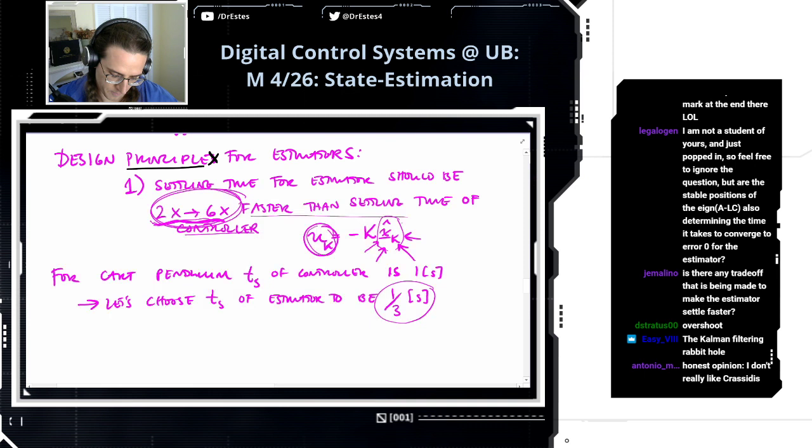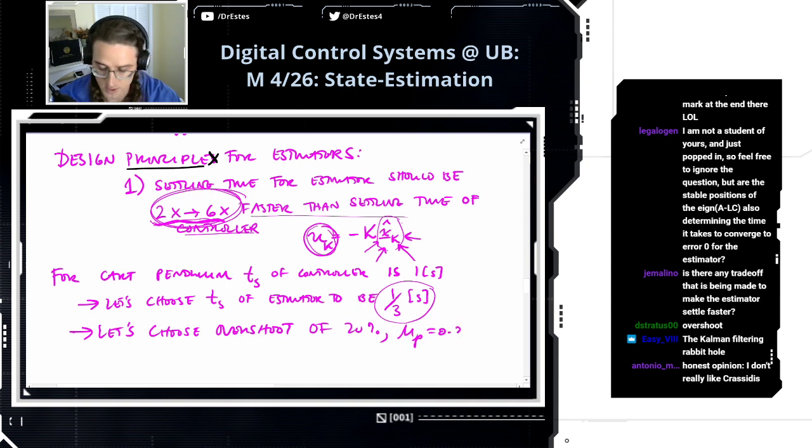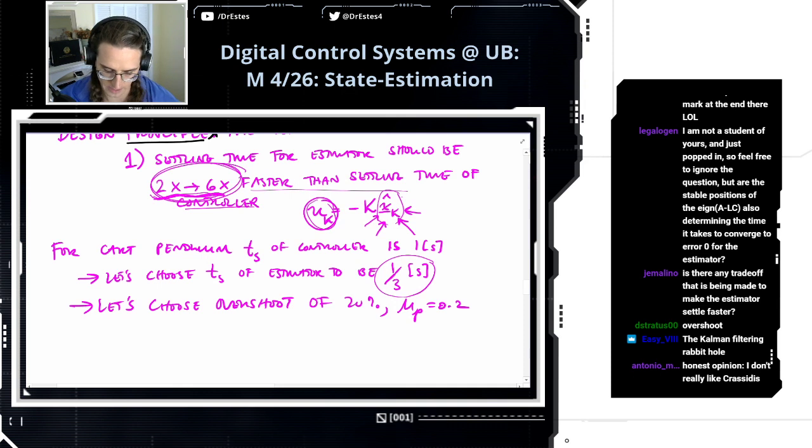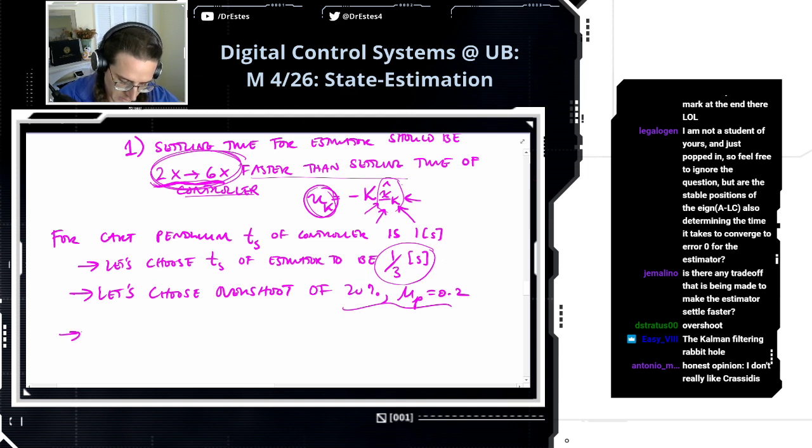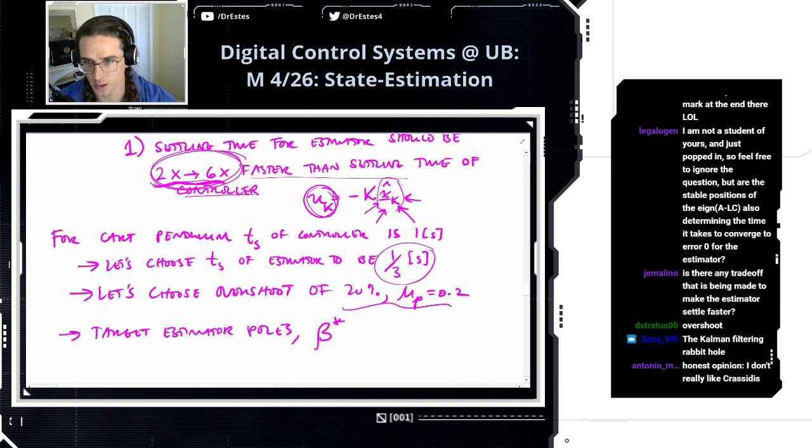Okay. And let's choose an overshoot of 20%. So I'm picking dynamics for the estimator, and I kind of also arbitrarily chose 20% here. So the target estimator poles, based on those conditions, I'm going to call them beta star because I need another variable. I'll just call it beta. And I don't think we're using beta for anything else.